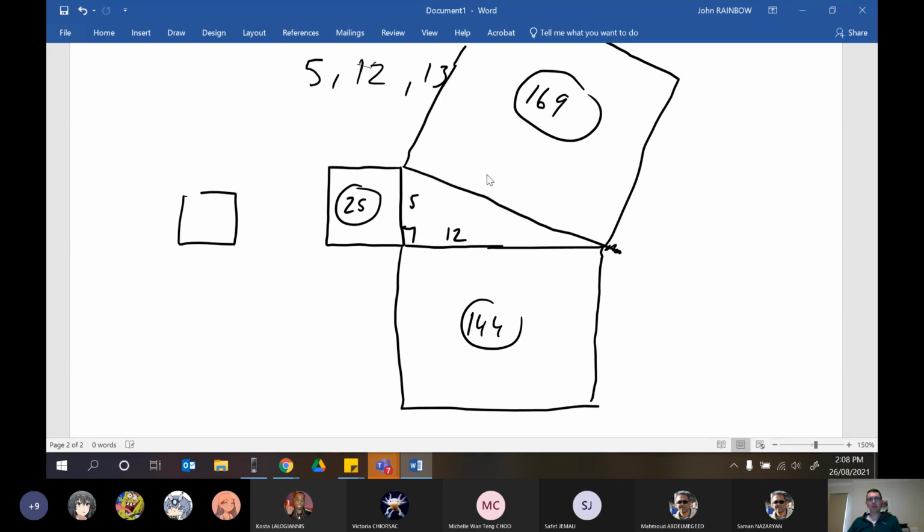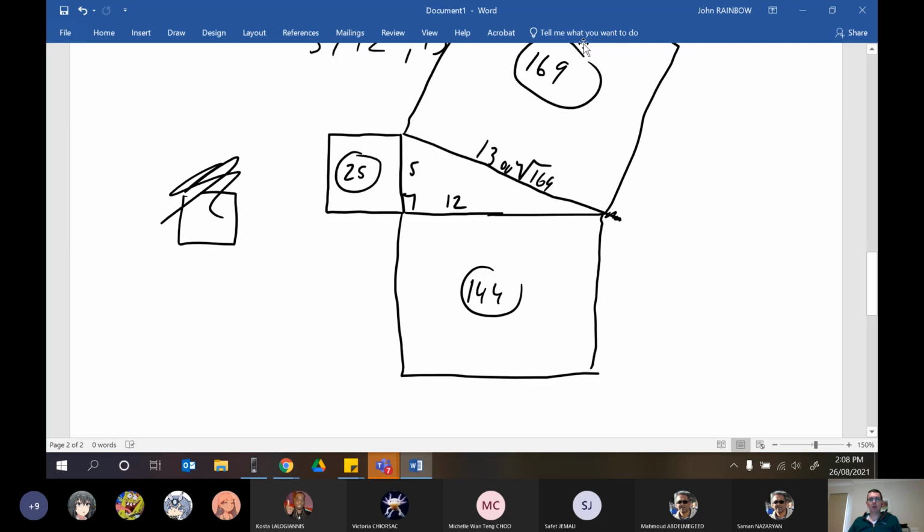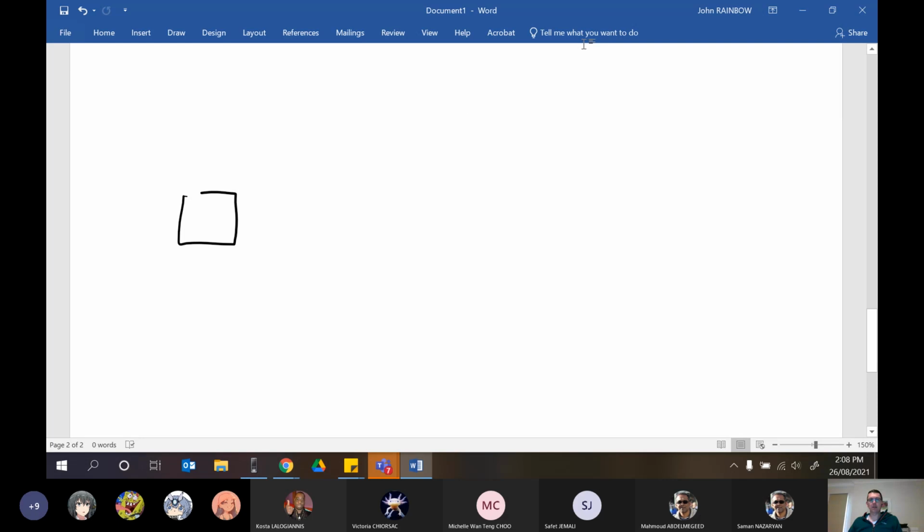The square root of 169 is 13. So that's why that one works. So there's actually some perfect numbers that work. So that's why, when I see this, I actually do it like that in my head, Pythagoras' theorem.